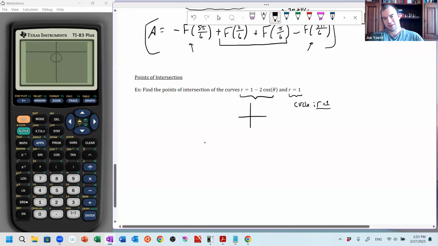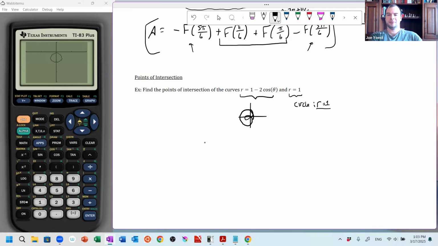So this should look something like that. Oh, back into the origin. There we go. Now if I was thinking in Cartesian coordinates, if I had y equals f of x and y equals g of x, and I wanted to find points of intersection of these two curves, I would set f of x equal g of x and solve for x.